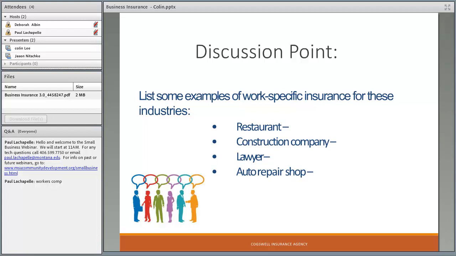And then your auto repair shop, they kind of have a niche, but they need a garage keeper's liability policy to protect the vehicles that they have in their care, custody, and control. So just kind of some examples there of different types of insurance.